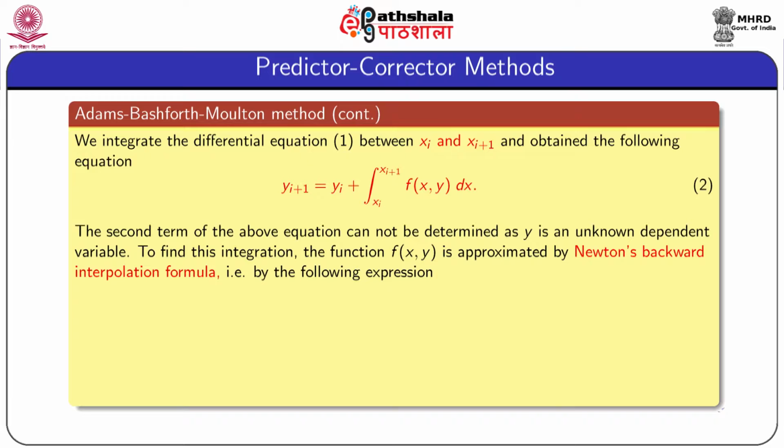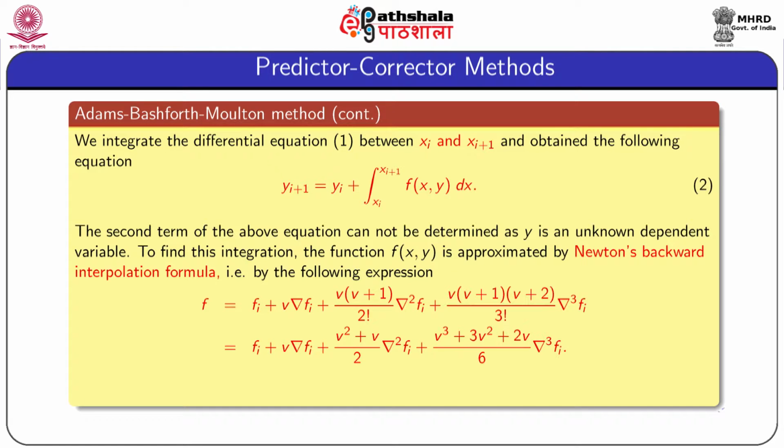So, the function f of x, y is approximated by Newton's backward interpolation formula, that is by the following expression: f equal to fi plus v into nabla fi, where nabla is the backward difference operator, plus (v square plus v) by 2 into the second difference nabla 2 fi plus (v cube plus 3v square plus 2v) whole divided by 6 into the third backward difference of fi, where v equal to (x minus xi) by h and fi equal to f at xi comma yi.